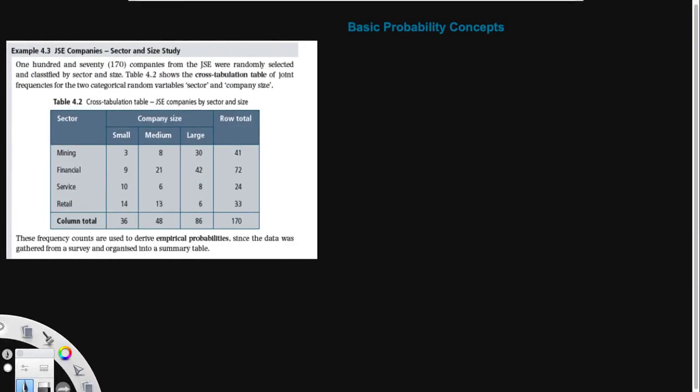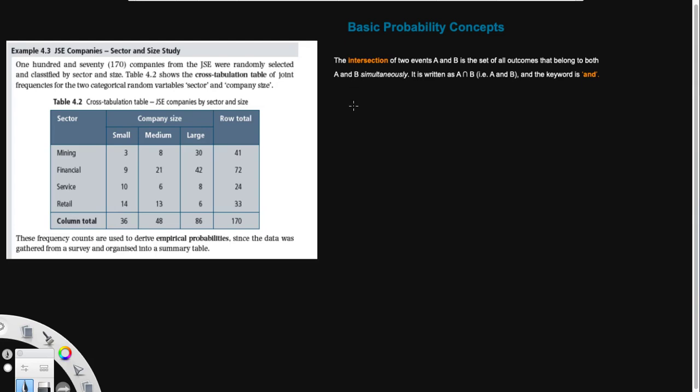Now, going on to our blackboard, let's look at the scenario here. Example 4.3. Feel free to pause and read this example. We are going to show all five concepts using this table, and we're going to find an example of each of them. So feel free to pause at this moment, just read through this table, and we're going to go through all our concepts.